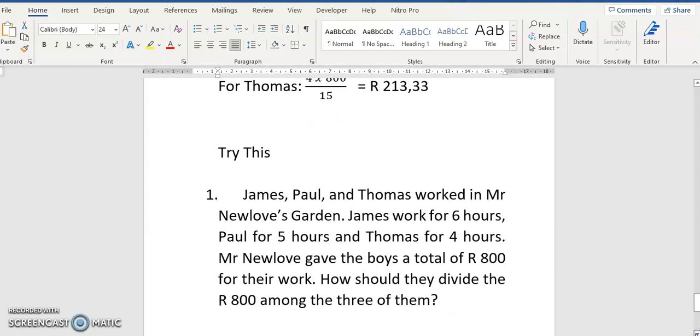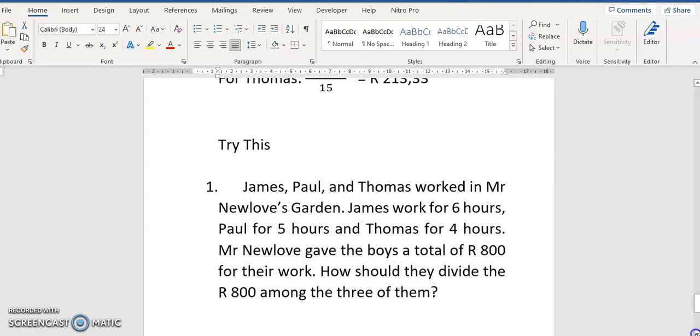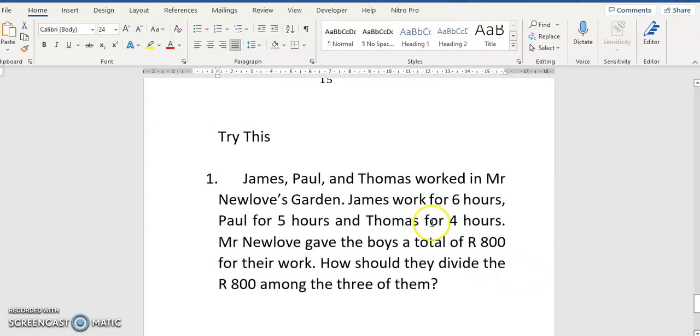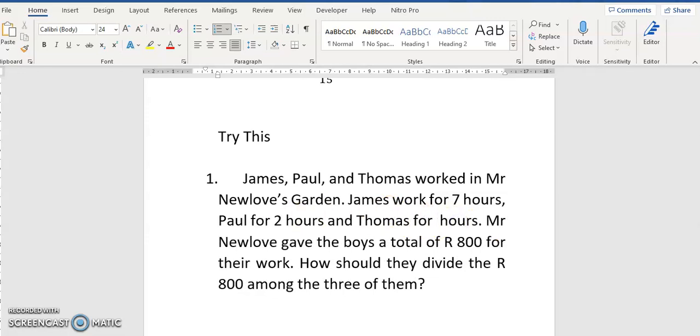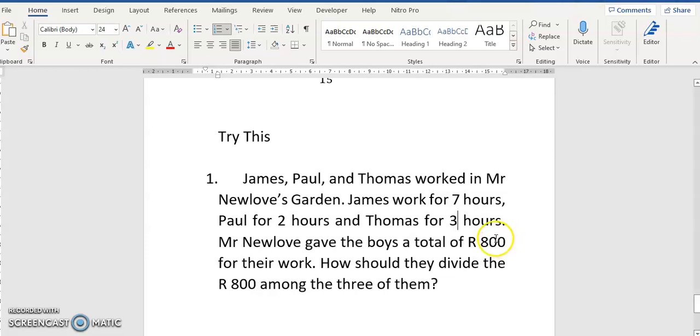Okay, great people, I want you to do this one for me. Paul, Thomas, they work the same. Then this time, this is not 6, this is 7. This is 2. And this is 3. Then this time it's not 800. He increased the money to 1,000 rand.